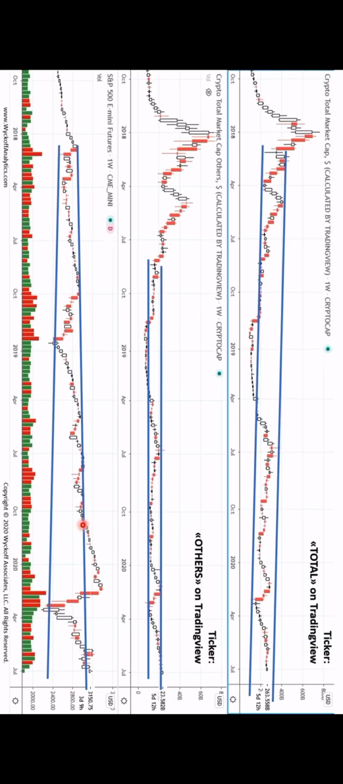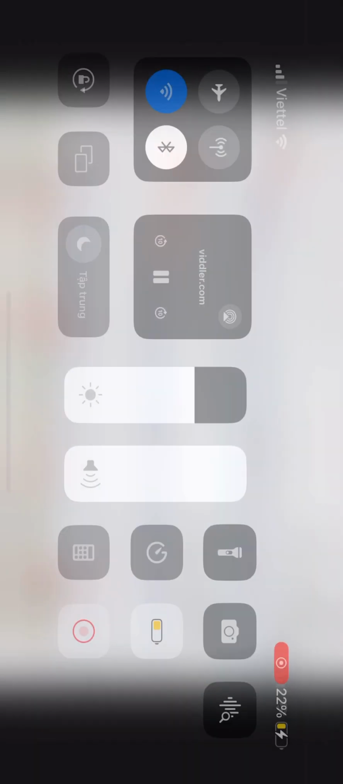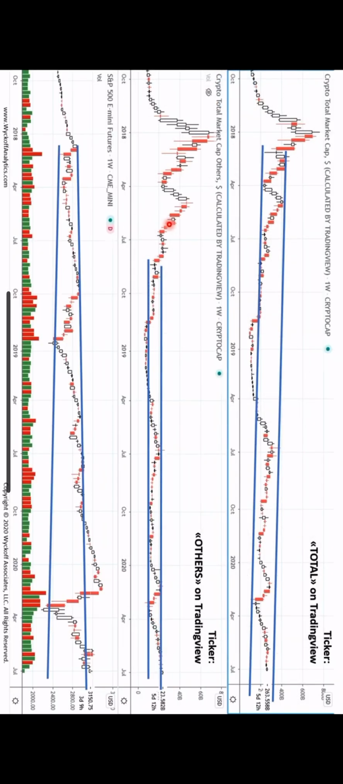Many traders today use two indexes that we can easily find on TradingView, Total and Others. These two market cap indexes are calculated by TradingView. The first one is the index of the global market cap, Bitcoin plus the altcoins universe. The second index represents the low caps, the most speculative crypto assets. As you can see, both indexes show a multi-year consolidation almost in sync with the S&P.